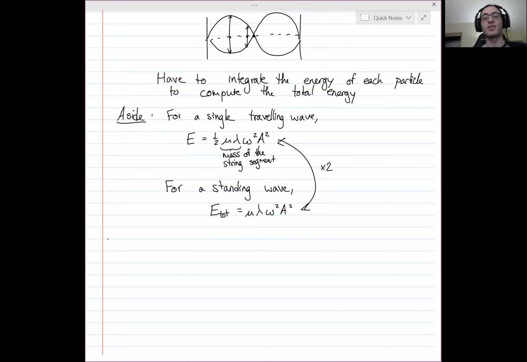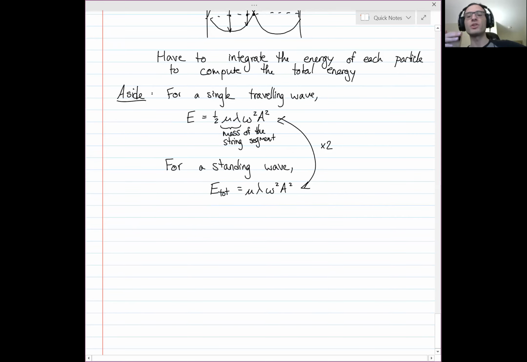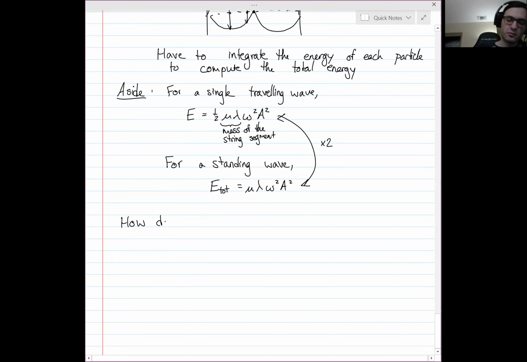The last question that you might have is, okay, we know how to start a standing wave going. You just magically magic the string into whatever shape you want it to be, and then you just let it go. But how do you increase the amplitude of a given standing wave once it's already going? Well, it's actually fairly straightforward.